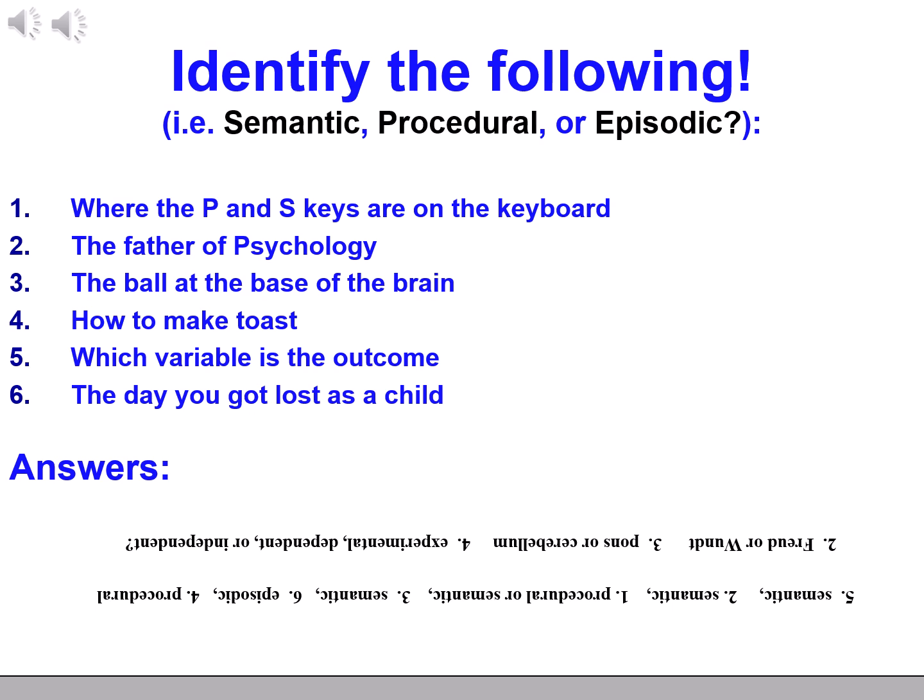How did you do? Probably quite well, I think, but did you actually try to think of the answer for the ball at the base of the brain, or the father of psychology, or the type of variable? If you didn't, go back and try to do that too. Let's see how you did. Hopefully you said Wilhelm Wundt for the first one, the cerebellum for the next one, and the dependent variable for the last one.